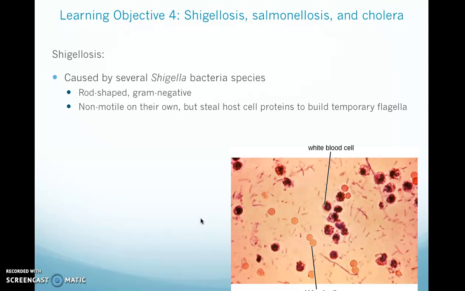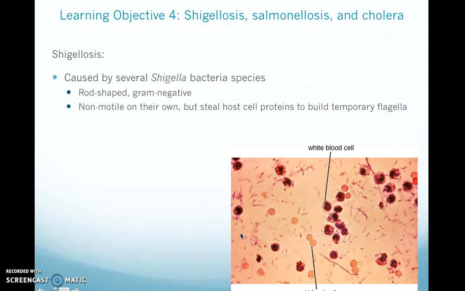Next, let's spotlight these 3 diseases: shigellosis, salmonellosis, and cholera. First, shigellosis is caused by Shigella bacteria. There are a few different species. They're rod-shaped and gram-negative. You can see them down here in the picture. These are all the bacteria in the background here.